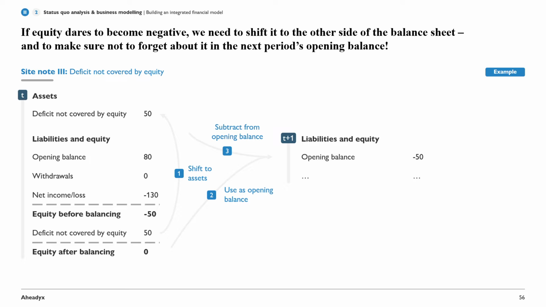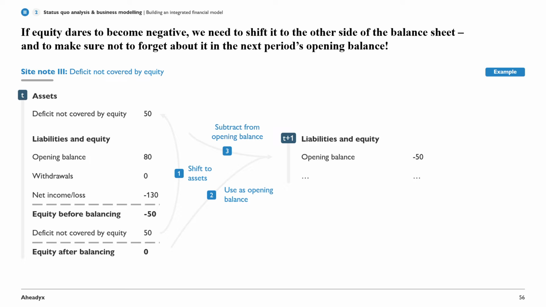Now the question of course also is, what happens in the next period? And here it's just to say that it's important that while we use as an opening balance the 0 from the equity after balancing at the very bottom, we need to subtract from the opening balance on the liabilities and equity side, well, the deficit not covered by equity, of course. So we start out with minus 50.